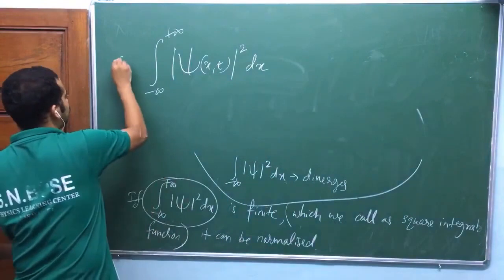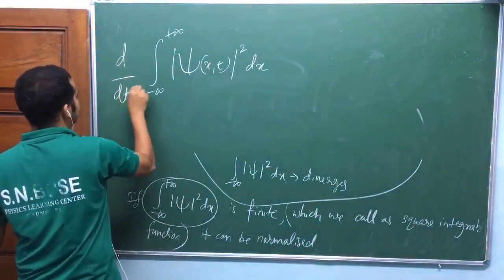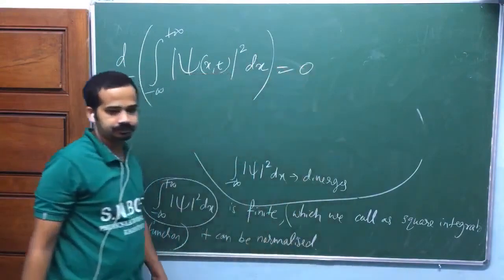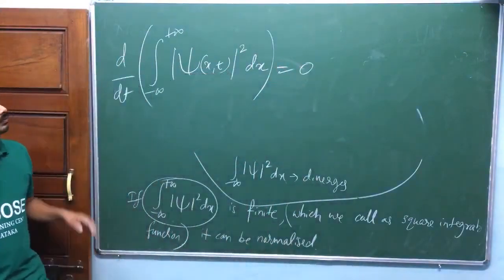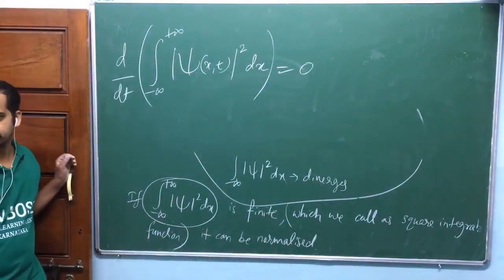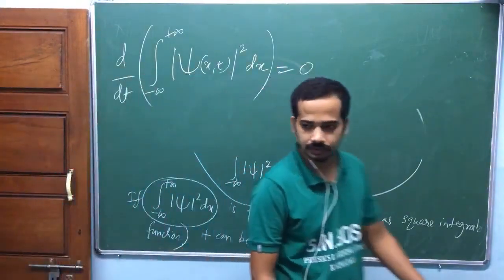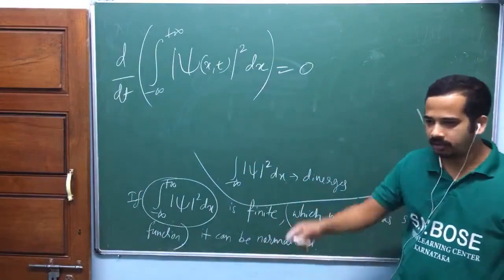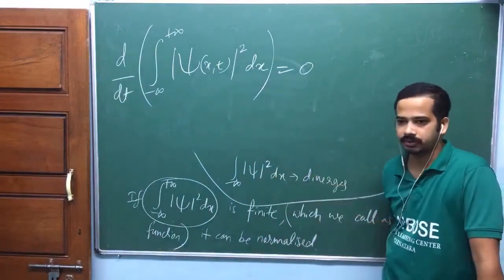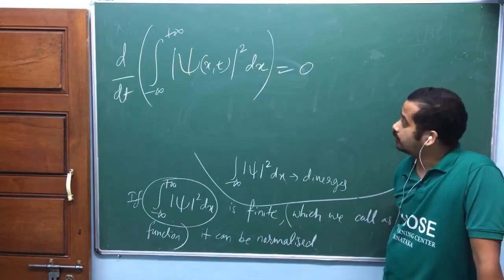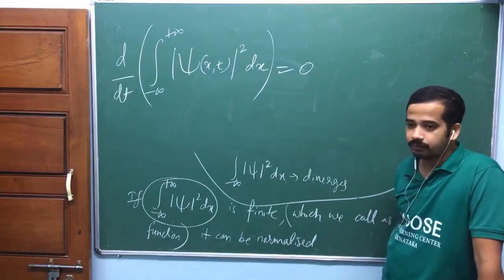That means if you take the derivative with respect to time, it is 0. You can show it by the Schrodinger equation. This is a property of the Schrodinger equation actually. So just check that out. I'll do some other derivation, I'll not spend time on this. This kind of question can come in an interview. Not only interviews, this is helpful for some MCQs.